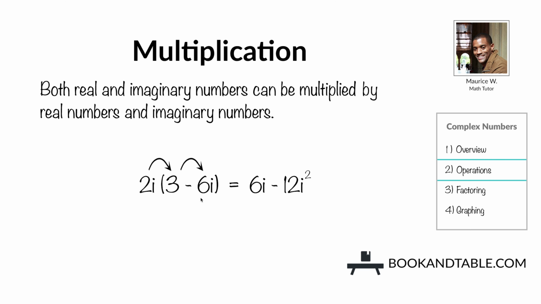We can also multiply a complex number by an imaginary number, such as 2i, giving us 2i times 3, which is 6i, an imaginary number, and 2i times negative 6i, which gives us negative 12i squared. I squared is equal to negative 1. And negative 12 times negative 1 would give you positive 12. So we wind up with a real number, positive 12, and an imaginary number, positive 6i. So this is a complex number. So we can multiply a complex number by a real number or an imaginary number, and the product will wind up being a complex number.